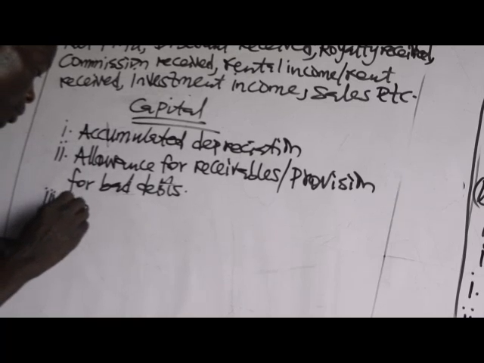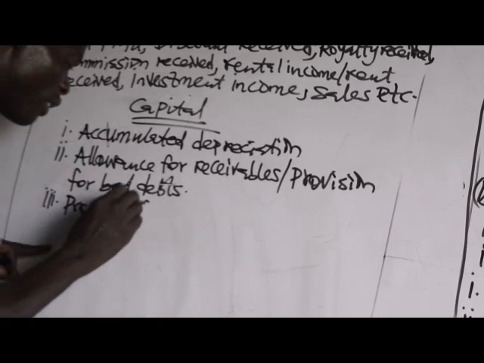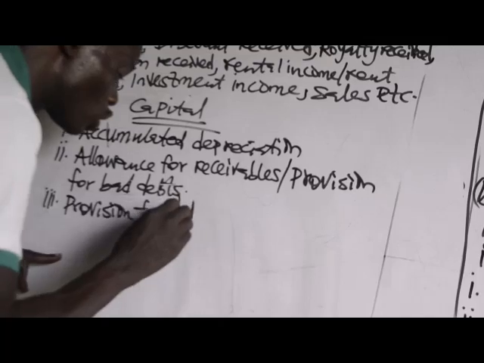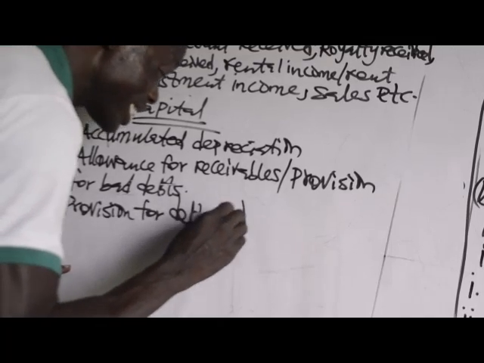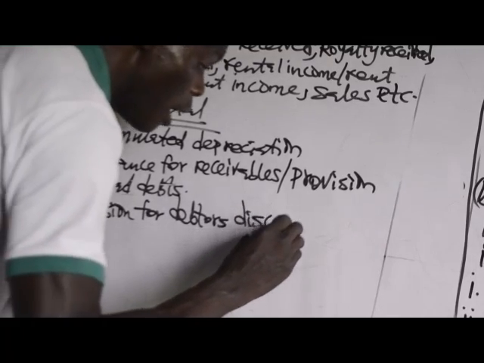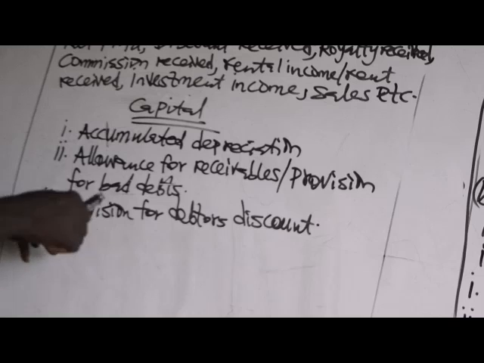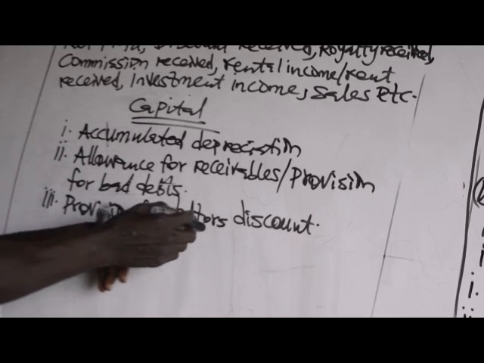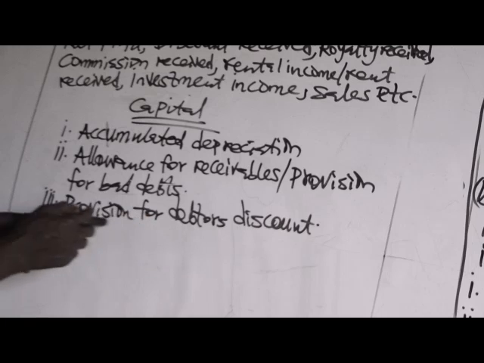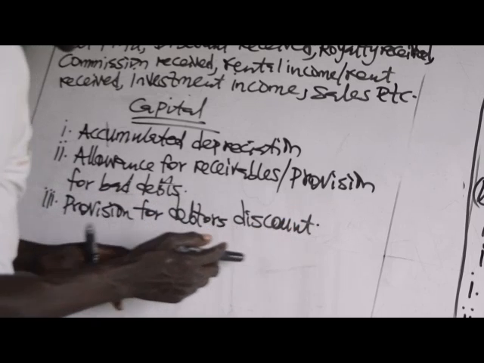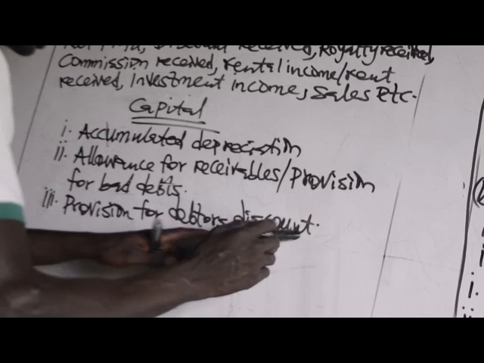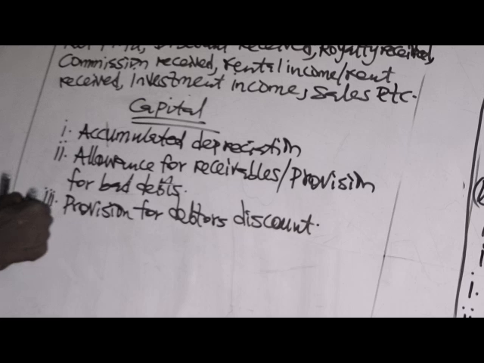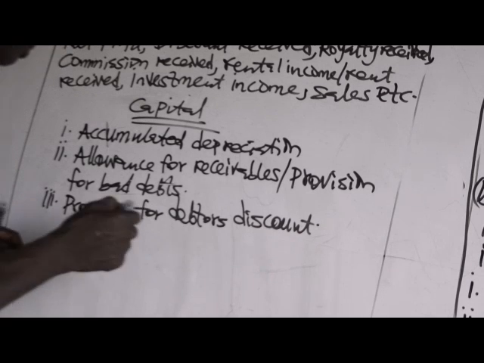Then provision for debtors discount is also an estimate made against your debtors, that is your receivable. Remember, debtors or receivable is an asset. Since this is an estimate made against that, that estimate will be credited to the trial balance.